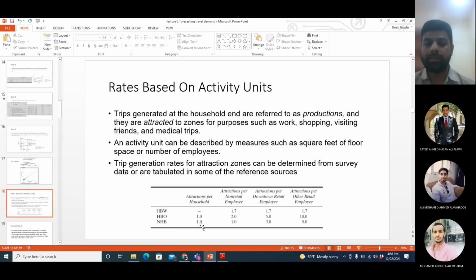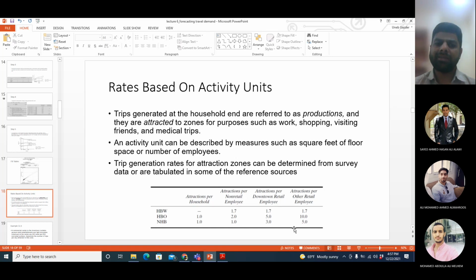For non-home-based, 1. Then if the activity happening in your area involves non-retail employees, non-retail employees are basically office employees. So if you have office buildings in your area, then the home-based work trips attracted towards your area will be 1.7 per employee, home-based other will be 2 per employee, and non-home-based will be 1 per employee. Similarly, so on and so forth.